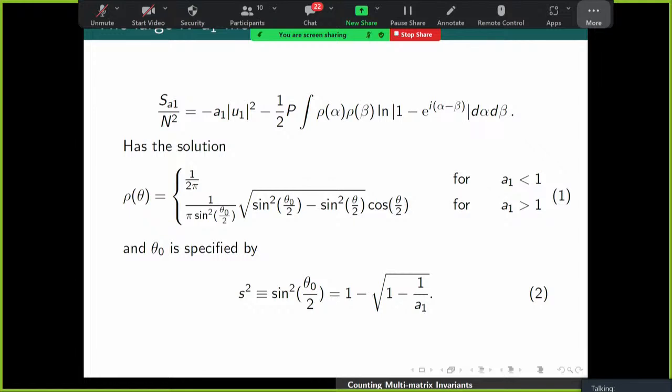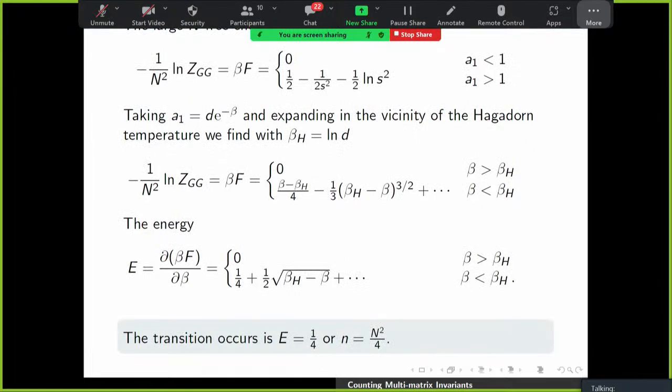But if I do it for the A1 model, one can find what the eigenvalue density is, and the eigenvalue density is given by this expression here. It's a change of variable of a Wigner semicircle, if you play with it a little bit, and you choose the variable S. But it tells us, in some of the details of the transition, that for A1 less than 1, the partition function is 1, essentially. The log of it is 0.